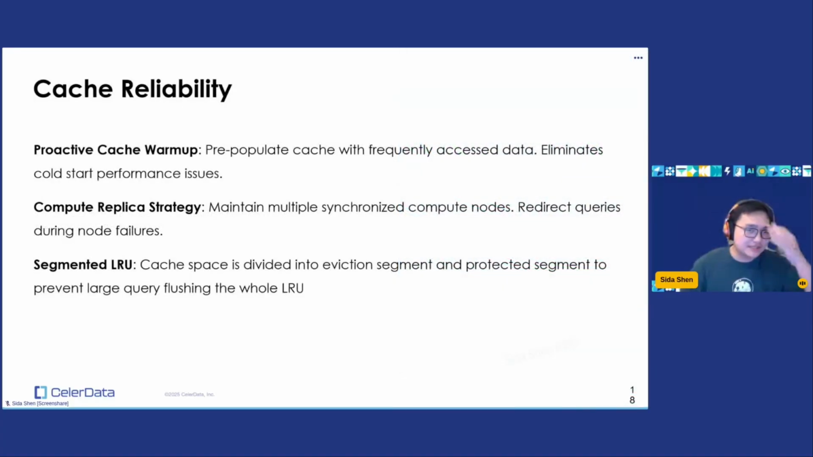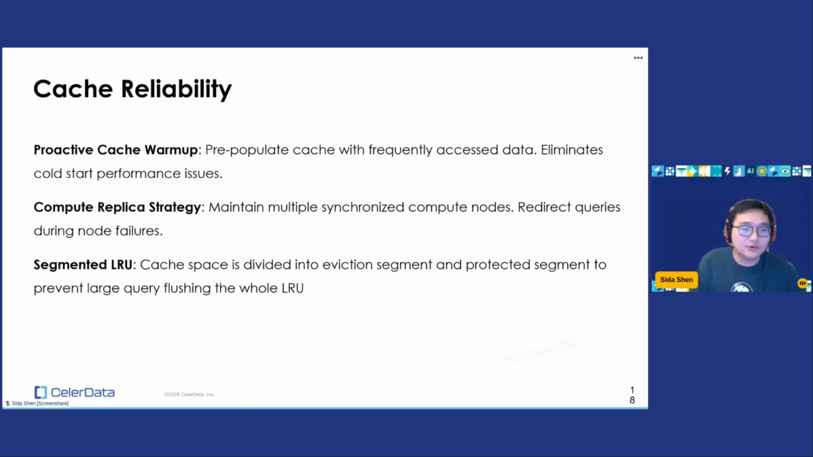So next is low latency with SLA, right? And first of all, it's caching, right? Cache getting invalidated is probably the biggest reason you get a slow query in production, right? So first we built a proactive cache warm-up, so you're able to pre-populate the cache with your frequently accessed data, right? So you eliminate the cold start problem, right?